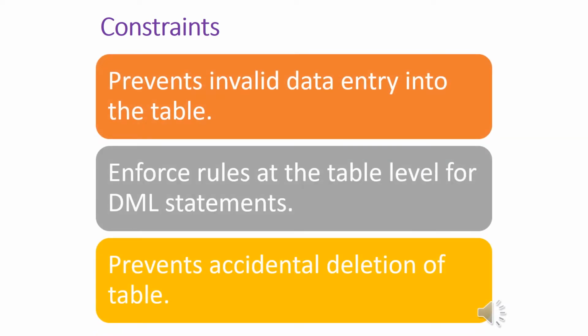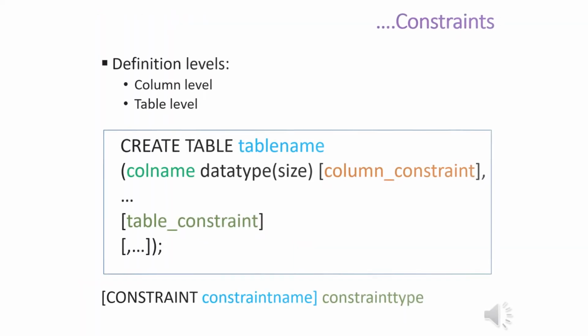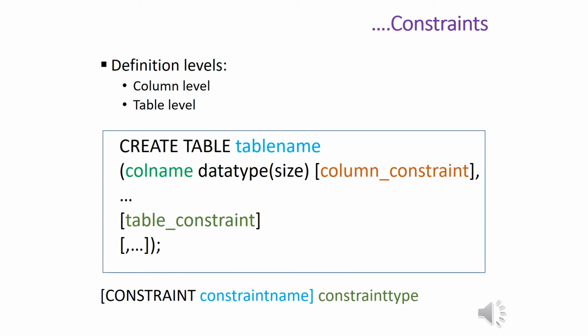Today we will see about constraints. These constraints prevent invalid data entry into the table, enforce rules at the table level for DML statements, and prevent accidental deletion of any table. The constraints can be defined at two levels. One is at column level, another one is at table level.